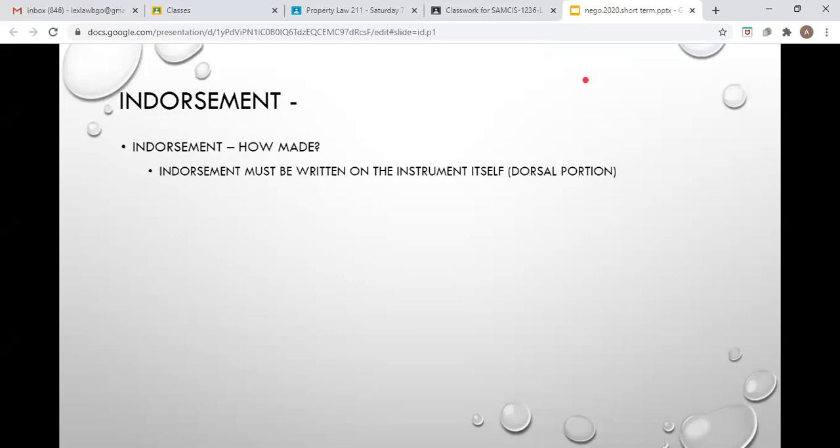But notwithstanding the same, even if the law states that the endorsement shall be placed at the dorsal portion of the instrument, is it possible that the endorsement will likewise be made in front or on the front page of that instrument or on the face of your instrument? Pwede ba?